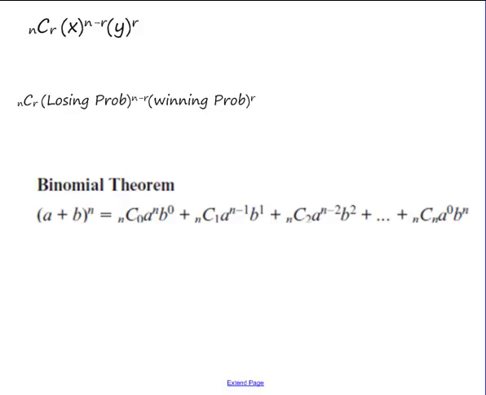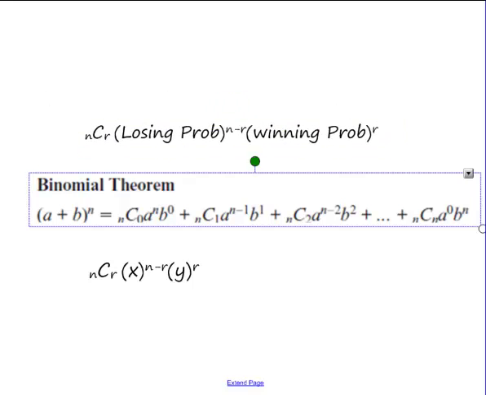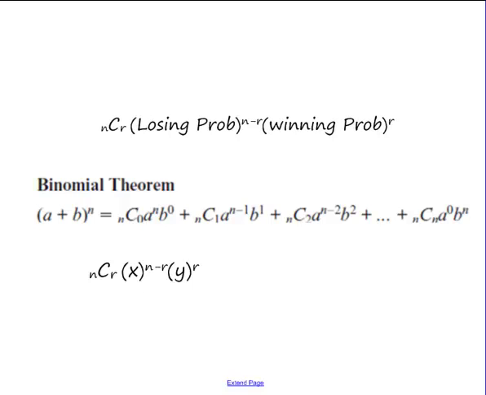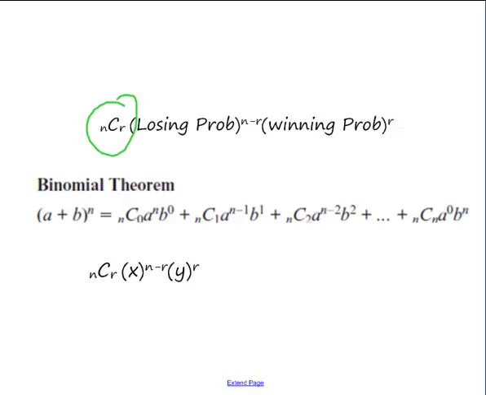Also, this looks like the probability that we were doing for the past two. I have my combination out front, my losing probability n minus r, and my winning probability r. They all kind of look the same.